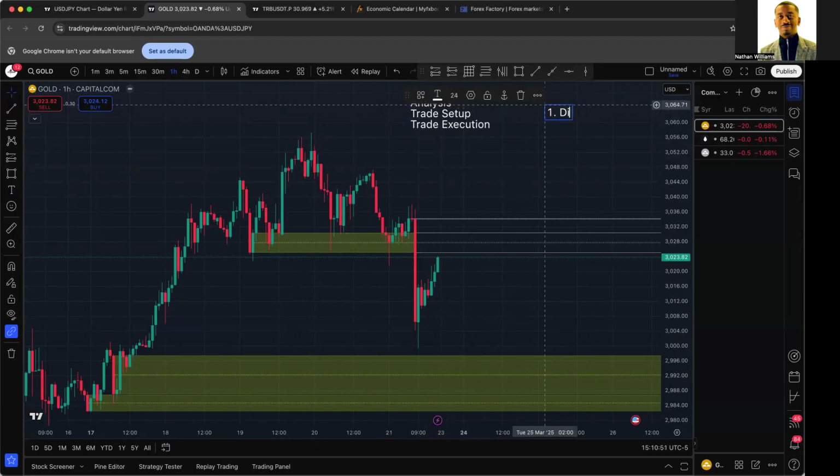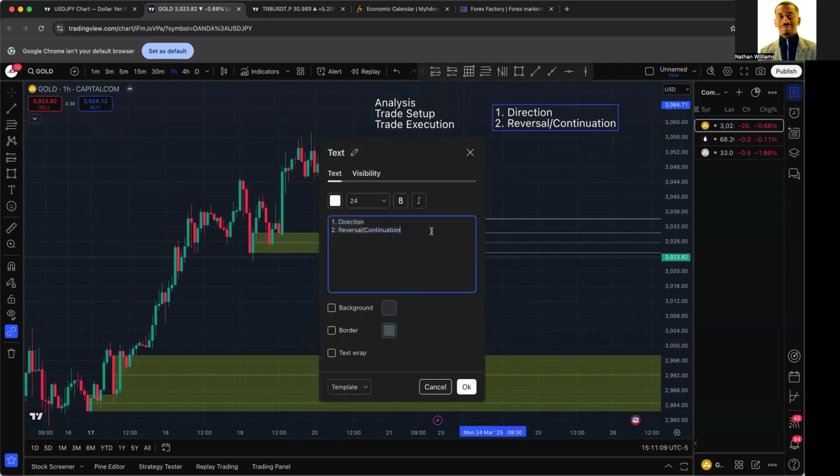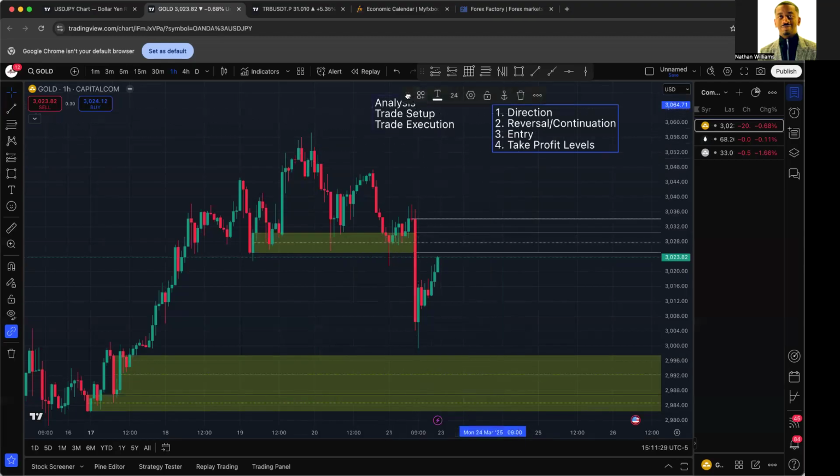Step number 1 is finding your direction. Step number 2 is identifying if we're looking for a reversal or a continuation. Step number 3 is looking for our potential entry. And then step number 4 is looking for our take profit levels. Those are the 4. So let's start off here. First things first is looking for the direction.